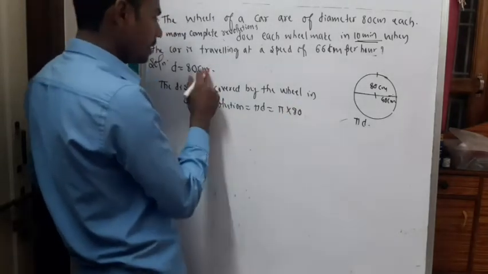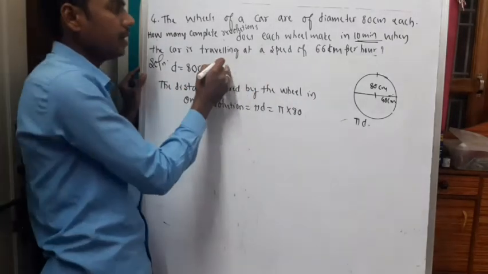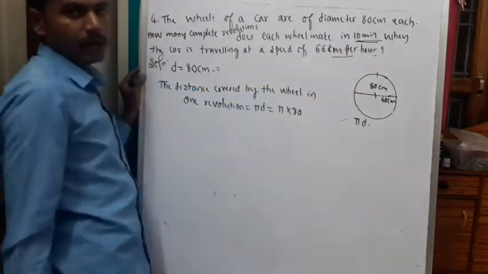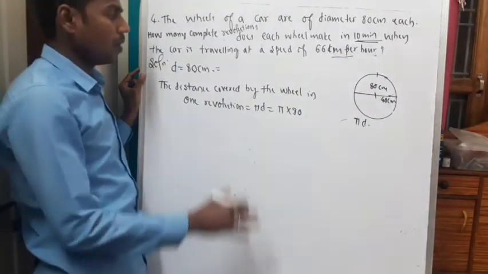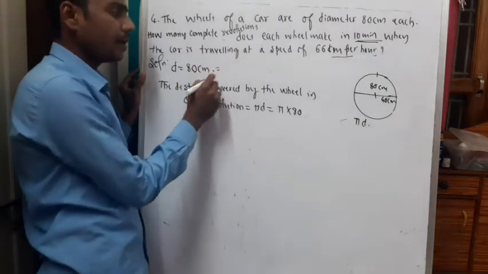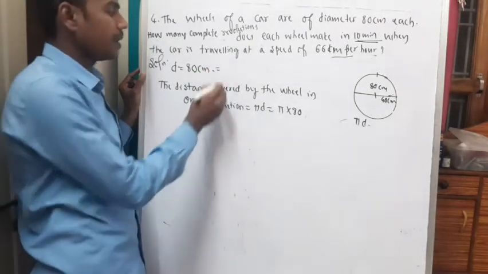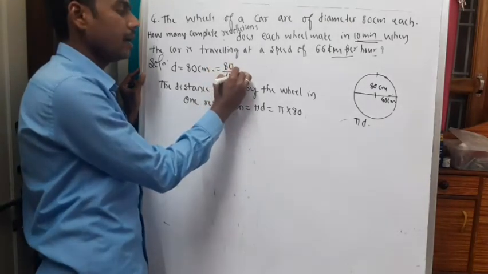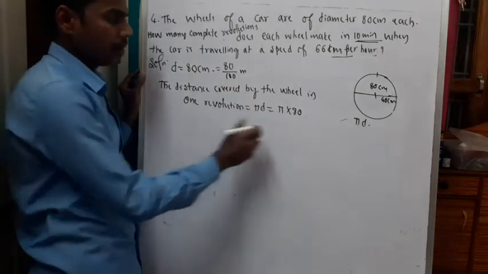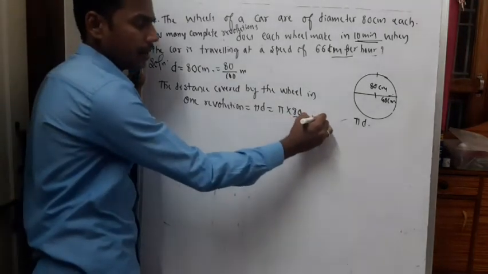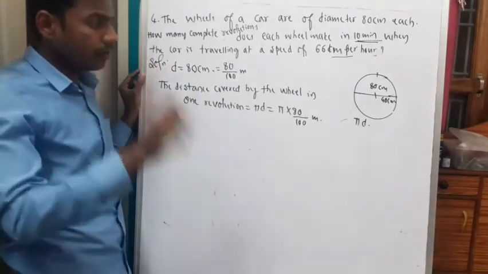See, since this is in centimeter, I need it in meter because I am going to convert the 66 kilometer per hour to 66 meter per minute. So I will convert this into meter because I want everything in meter. 80 divided by 100 meter. This is the distance covered by each wheel in one revolution.